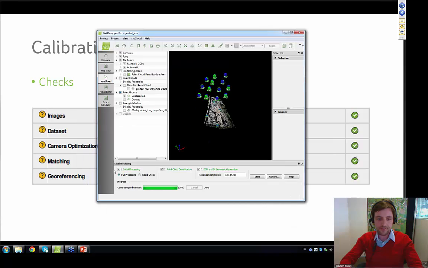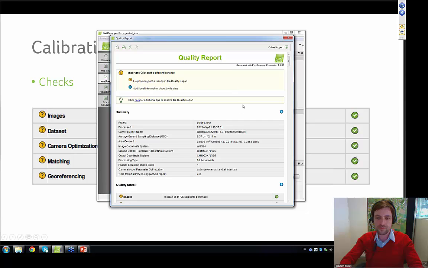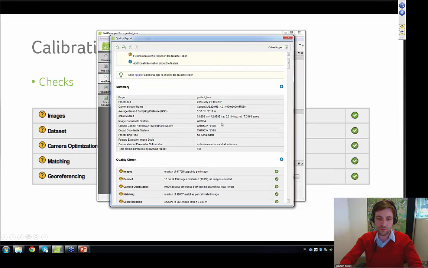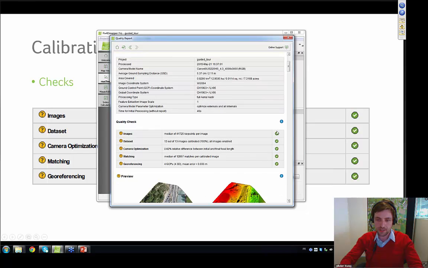So this is a project. After step 1 has been processed, here you have access to the quality report. The quality report starts with a few help links, with a summary of the different options you used. And then there's the quality check.